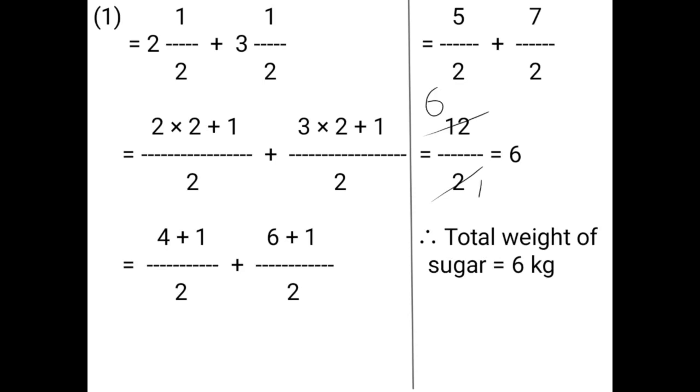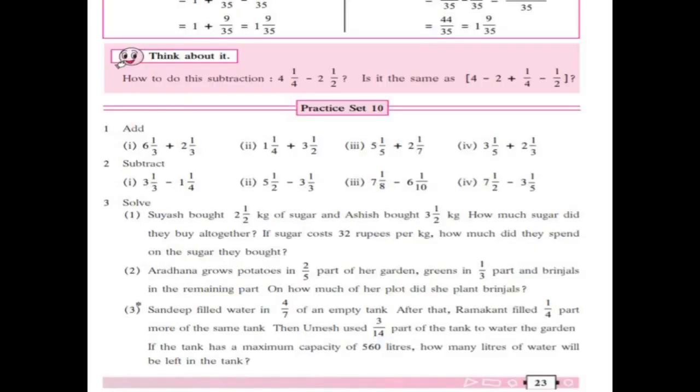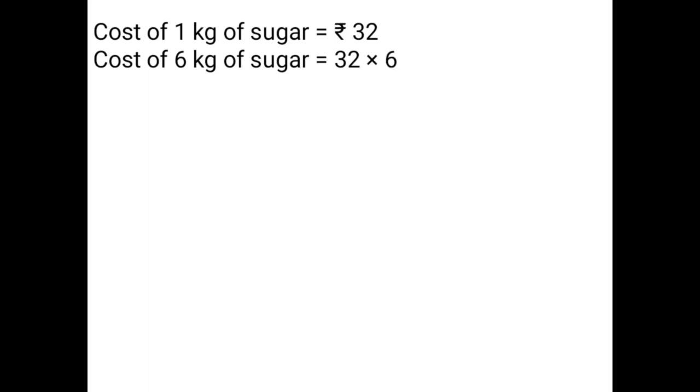The next sentence of this question, what is given, you have to go through that. If sugar costs 32 rupees per kg, how much did they spend on the sugar they bought? If sugar costs 32 rupees per kg means cost of 1 kg of sugar is given rupees 32. You have to find cost of more than 1 kg of sugar means you have to find cost of 6 kg of sugar. If you are finding cost of more than 1 kg of sugar, you have to multiply 32 into 6.